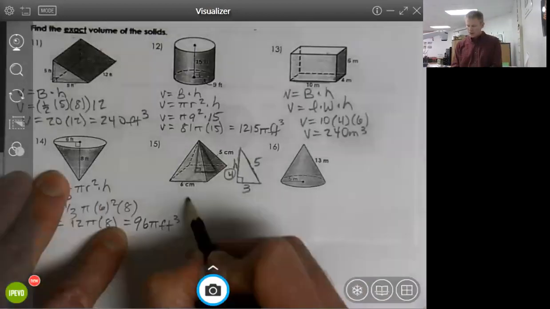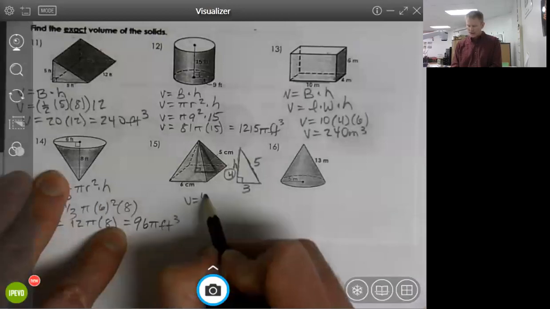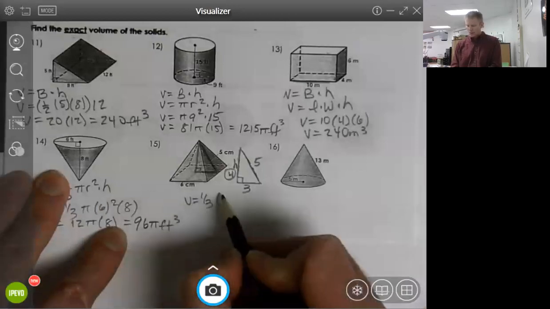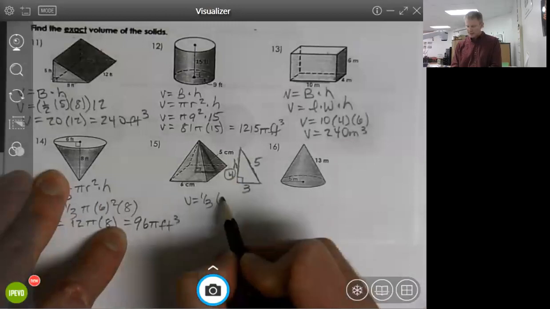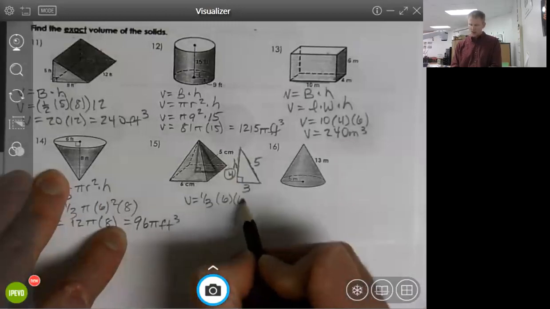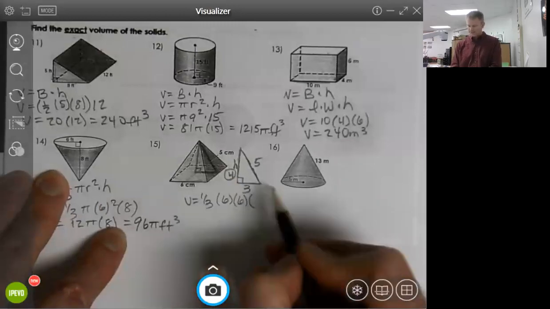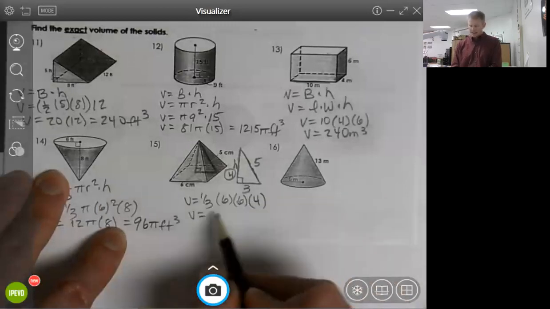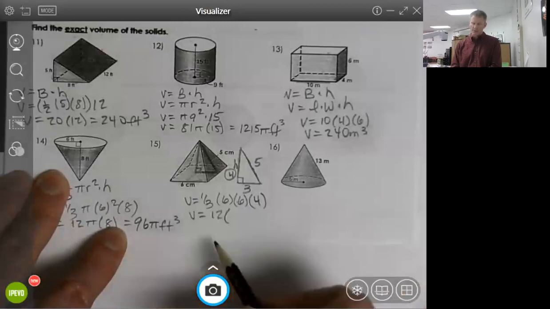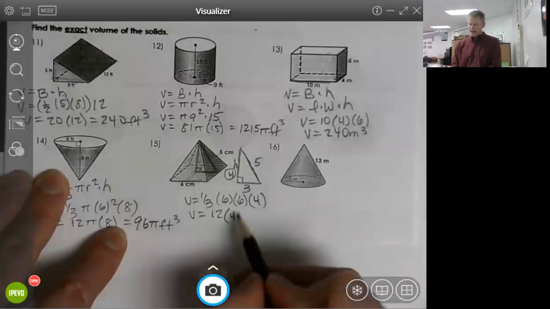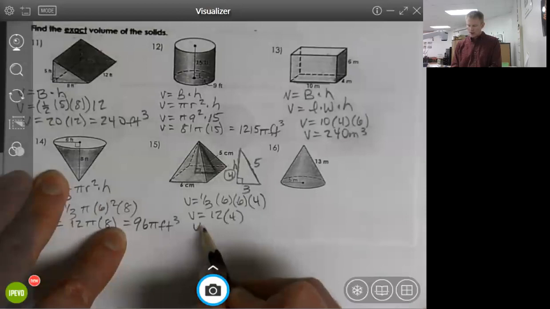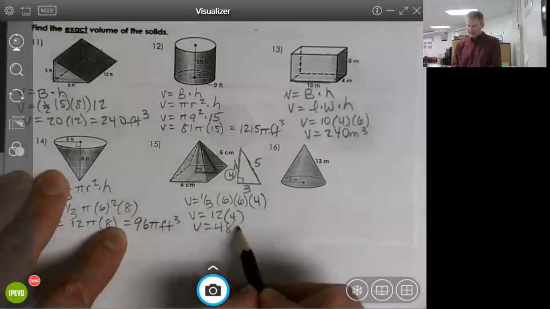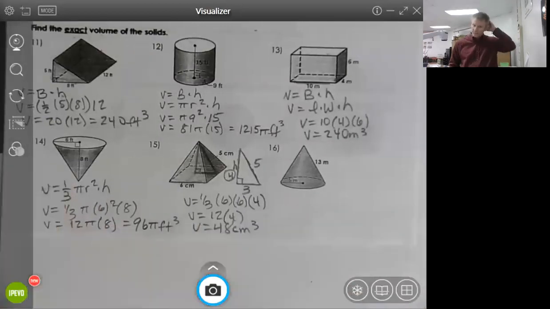So then your volume is 1/3 the base, which is 6 times 6, times your height, which is 4. So 36 divided by 3 is 12, and you get a volume of 48 centimeters cubed.